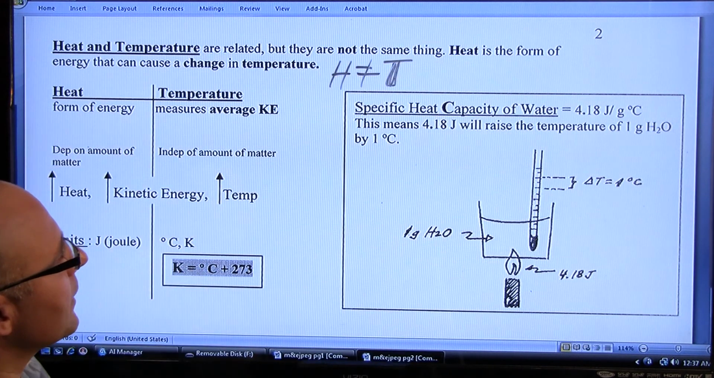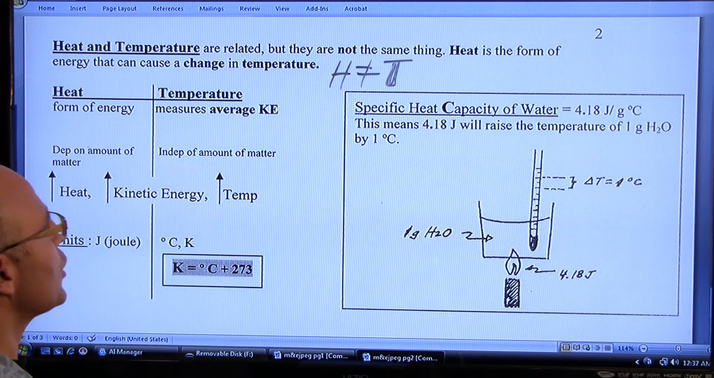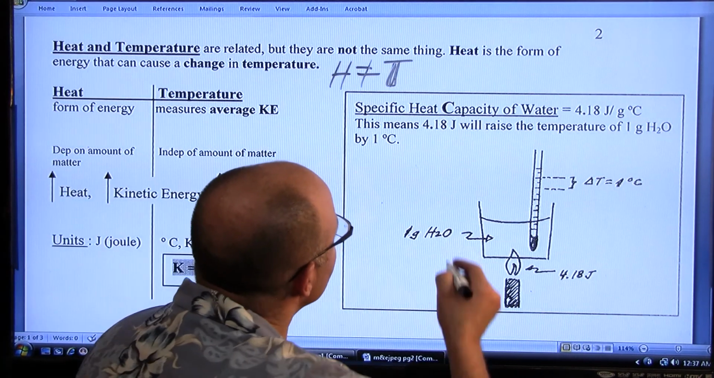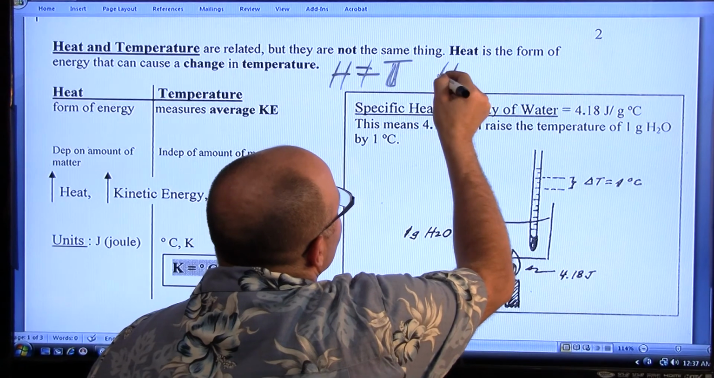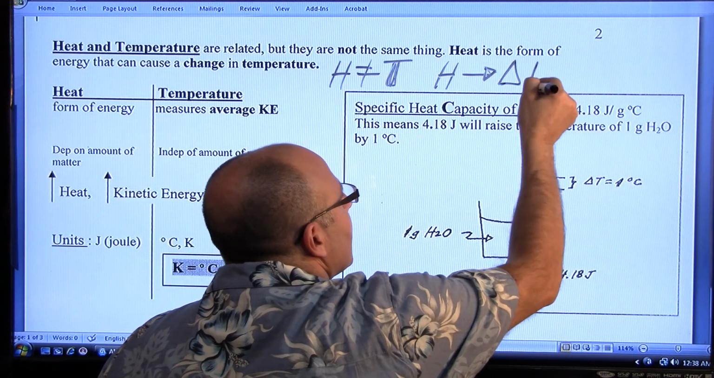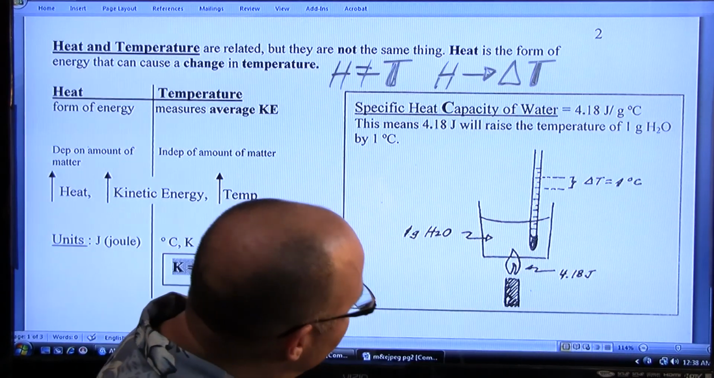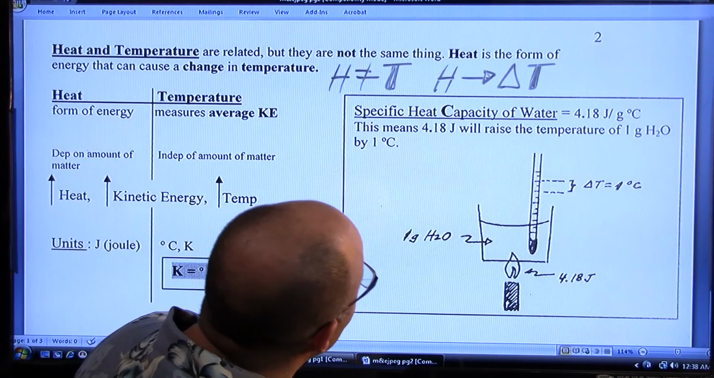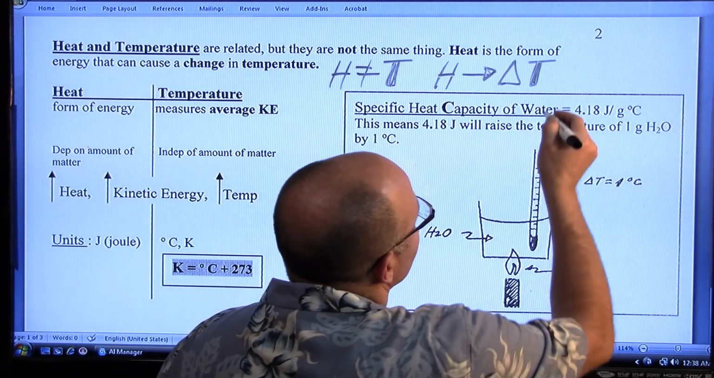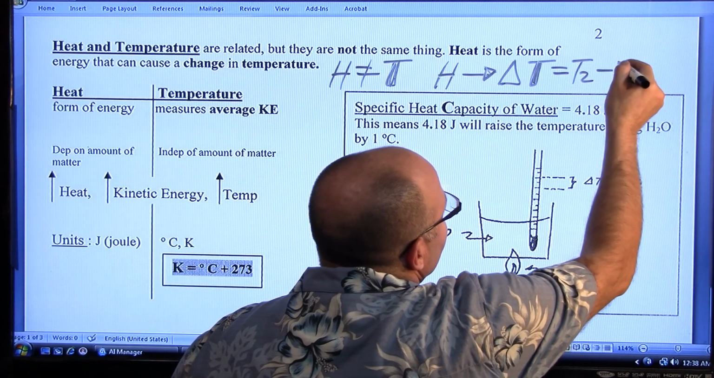And the relationship is heat is the form of energy that can cause a change in temperature. So in symbols, H for heat leads to a delta T. Delta, the Greek symbol for difference. In other words, the temperature is going to change. There will be a difference between the T2 and the T1.